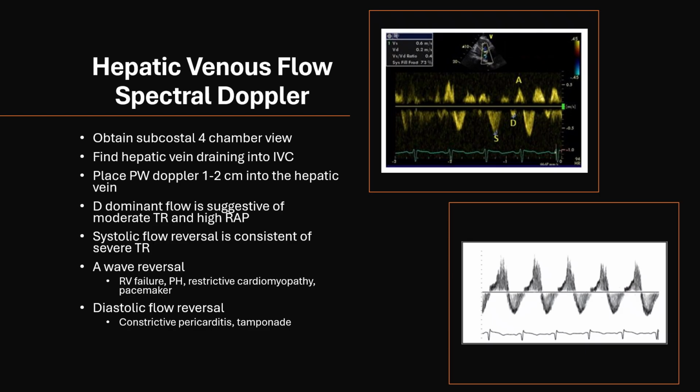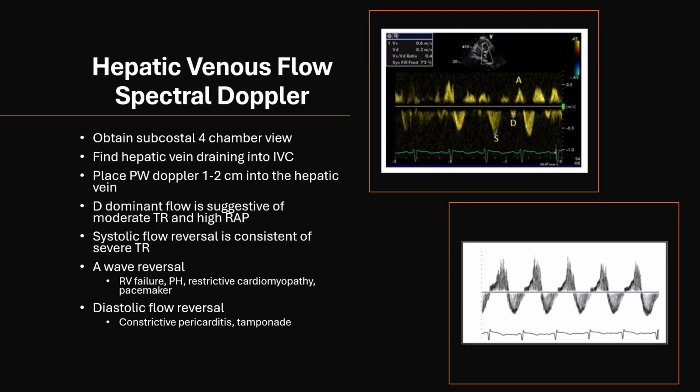So let's keep talking about the hepatic venous flow spectral Doppler. Like I said, you obtain a subcostal four-chamber view, then find the hepatic vein draining into the IVC, and place a pulse wave Doppler 1 to 2 centimeters into the hepatic vein. Normally you have an S-dominant pattern. Again, if you have a D-dominant pattern, this is suggestive of moderate tricuspid regurgitation and elevated right atrial pressures.